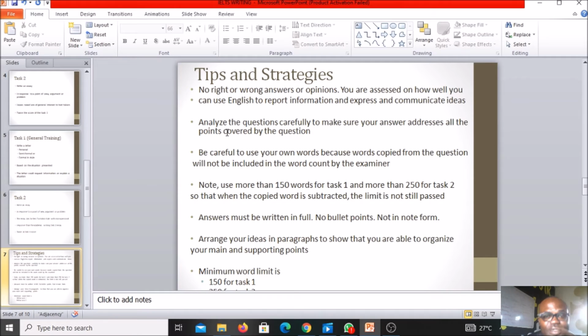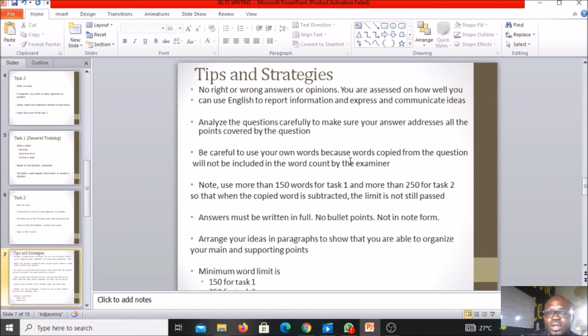Number two, analyze the question carefully to make sure your answer addresses all points covered by the question. Make sure the answer you're giving covers all the points needed in the question. Take note of that. Don't pick some and leave some. Cover all the points. Thirdly, be careful to use your own words, because words copied from the question will not be included in the word count.